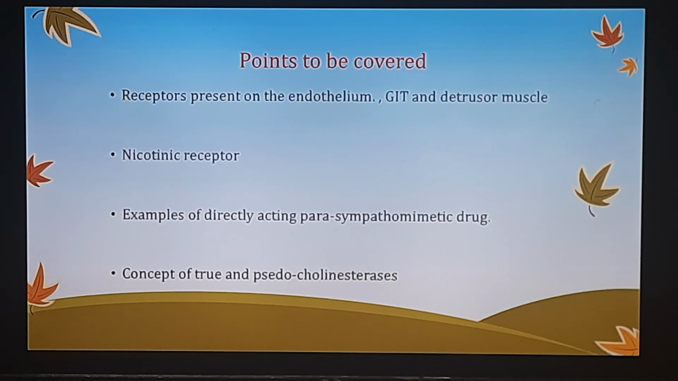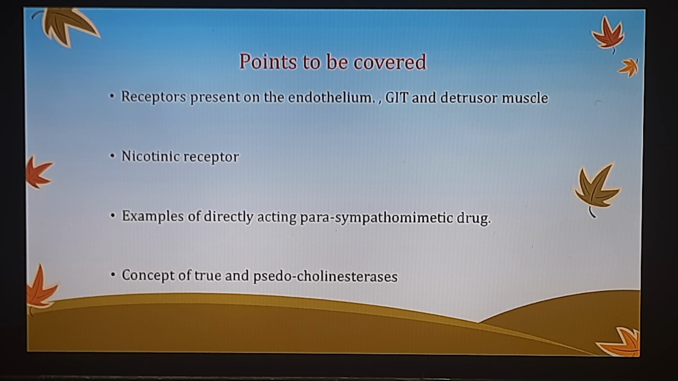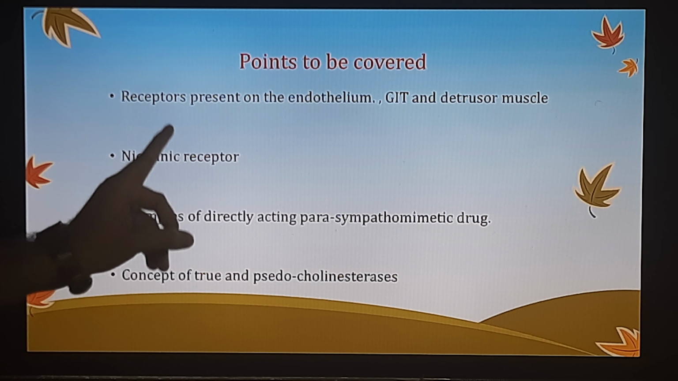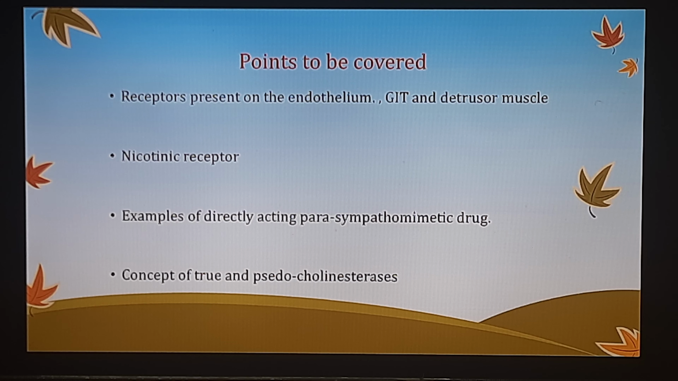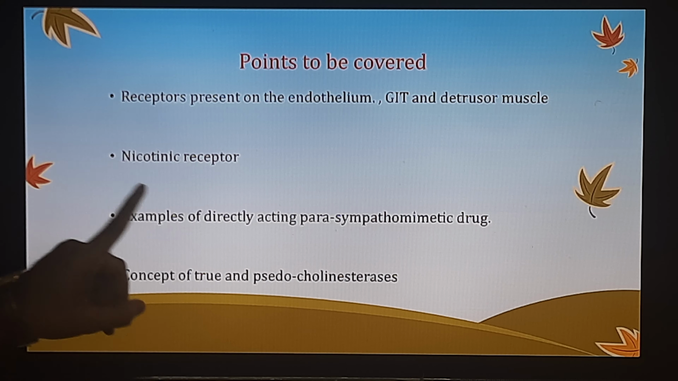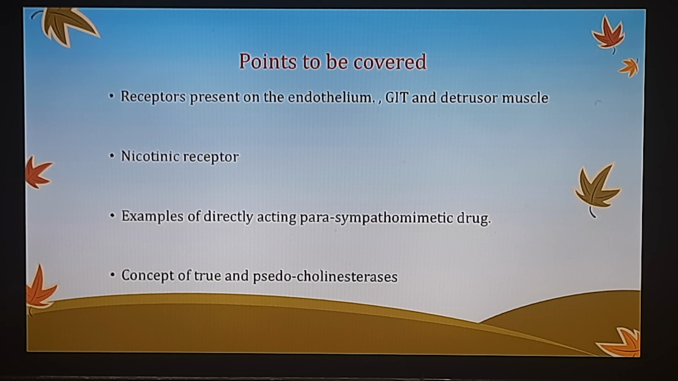In today's presentation, we are mainly going to see what receptors are present on our endothelium, gastrointestinal tract and detrusor muscle. Then we will move on to the concept of our nicotinic receptor. In the previous video lecture, we only saw the classification of cholinergic receptor agonist drugs. So today we are going to see examples of directly acting parasympathomimetic drugs, and also the concept of true and pseudo cholinesterases.